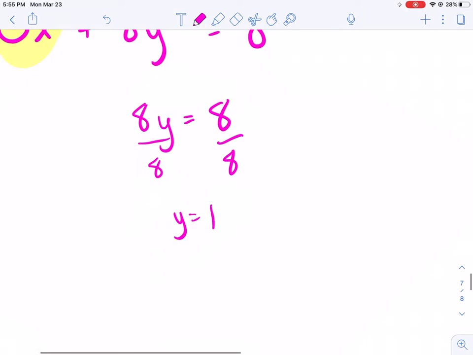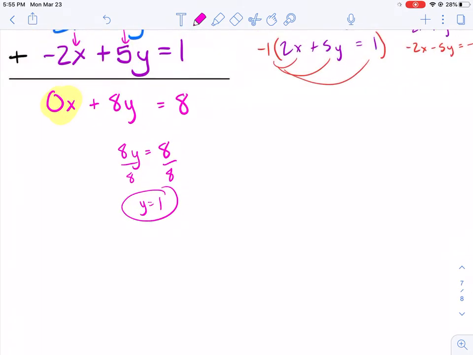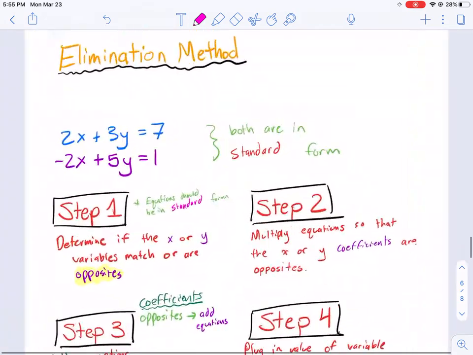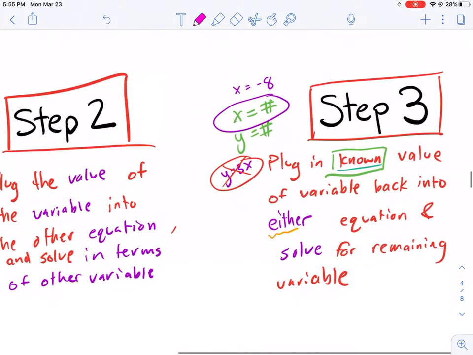So we divide both sides by 8. We had 8y equals 8. Divide both sides by 8. We get y equals 1. Now that we have y equals a number, this is just like our final step with substitution. Remember when we did that? Our step 3, plug in known value.